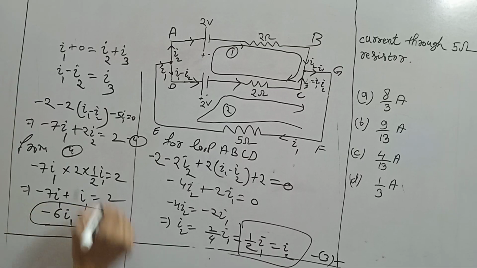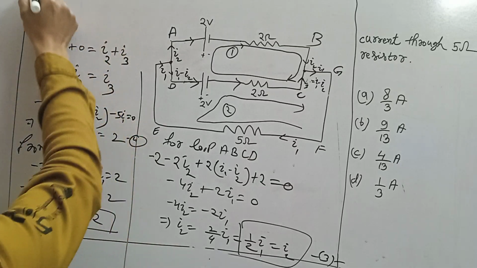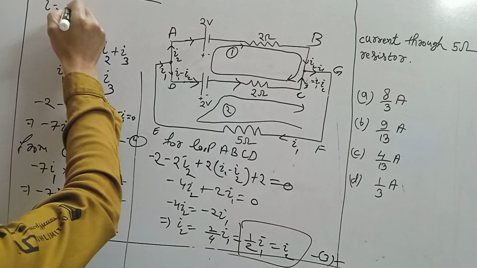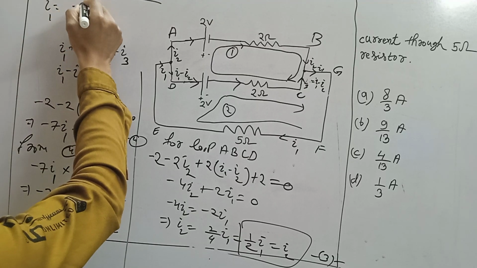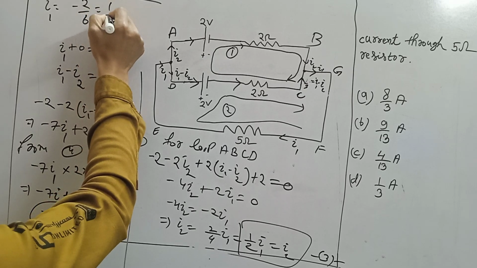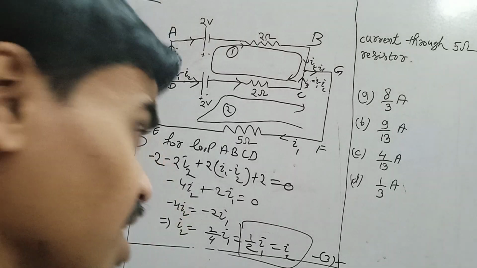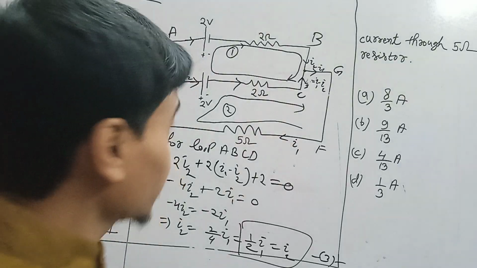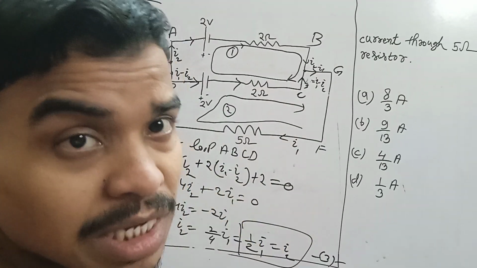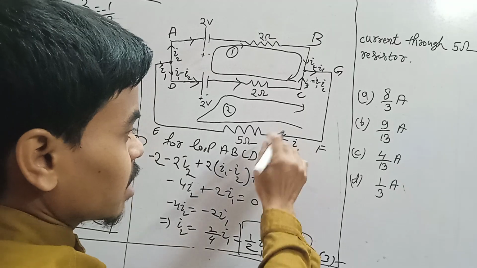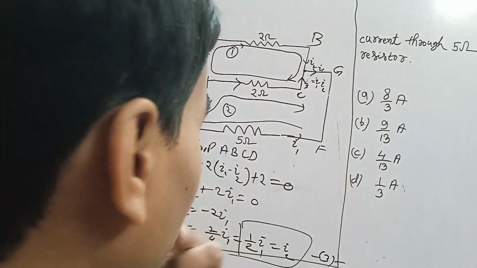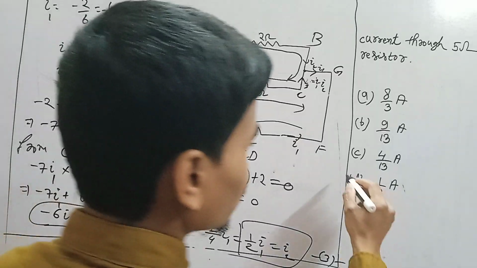So I1 equals minus 2 upon 6, that is minus 1 upon 3. The direction doesn't matter. The value being negative means the current is flowing in the opposite direction. So 1 upon 3 is the correct answer, I think. So D will be the correct answer.